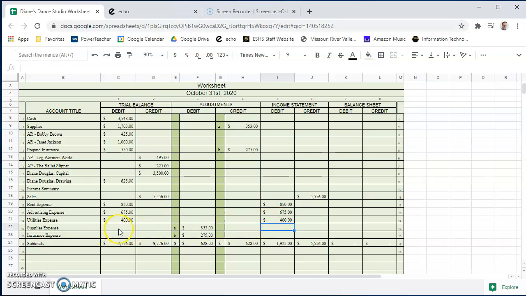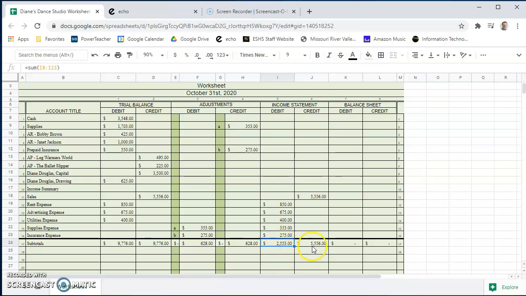Now we're on supplies expense. Supplies expense didn't have anything in the trial balance. But we adjusted it, right? When we had to adjust our supplies account, we also had to give supplies expense an equal debit. Because this 353 is in the adjustments, this is the number that we're going to move over to the income statement. So we're going to put 353 as a debit. And then same thing with insurance expense, 275 as an adjustment. There's nothing in the trial balance, so 275 as a debit here as well.